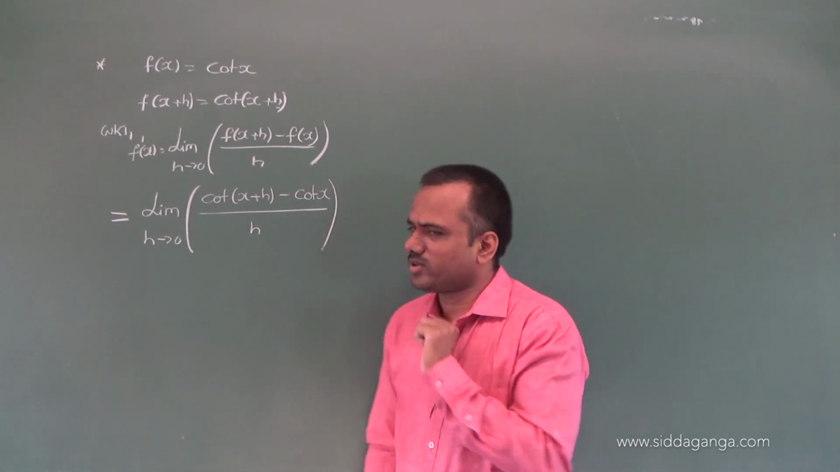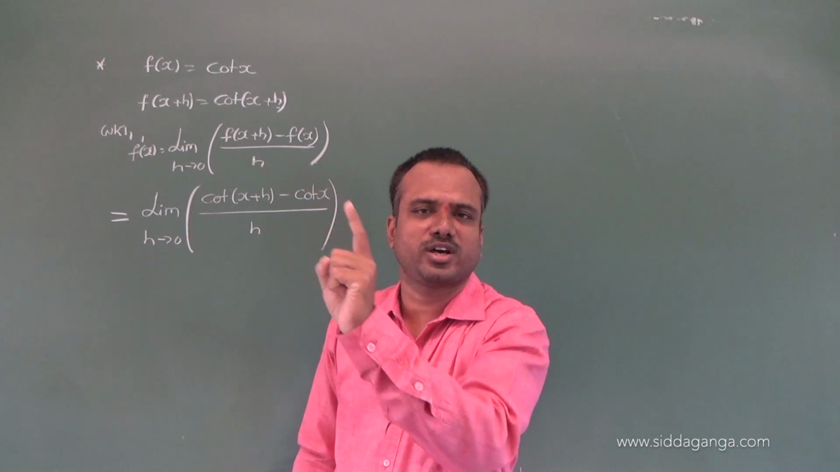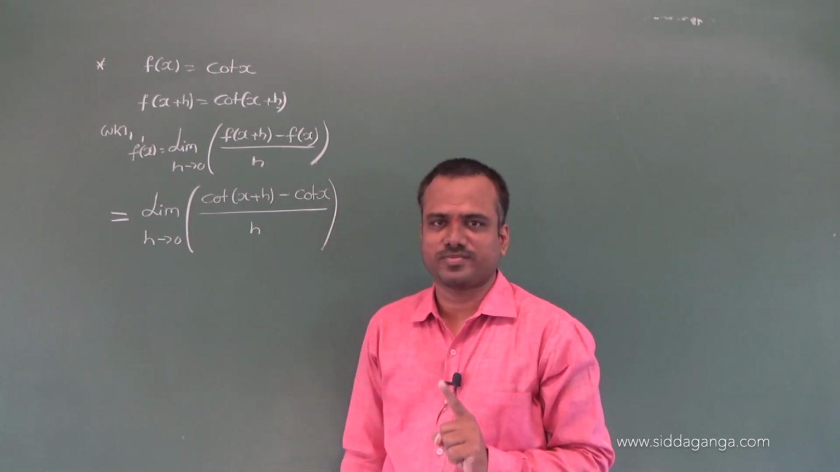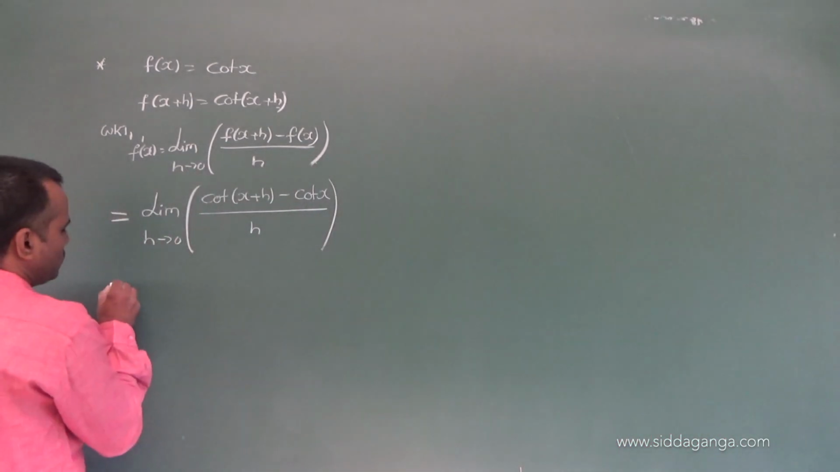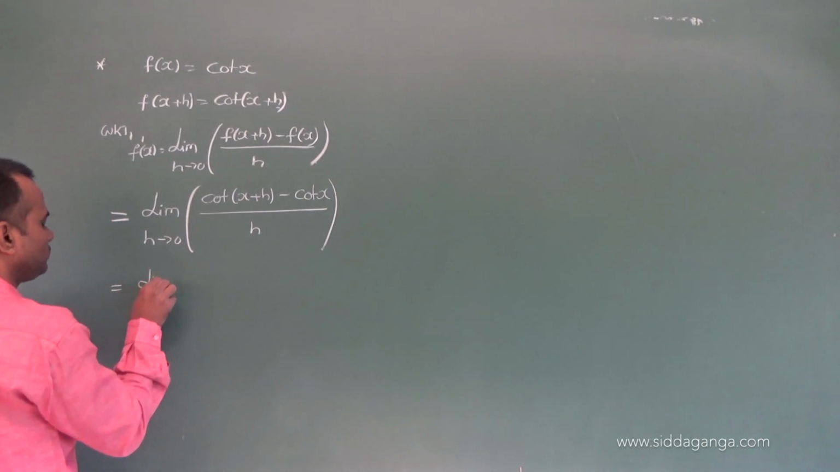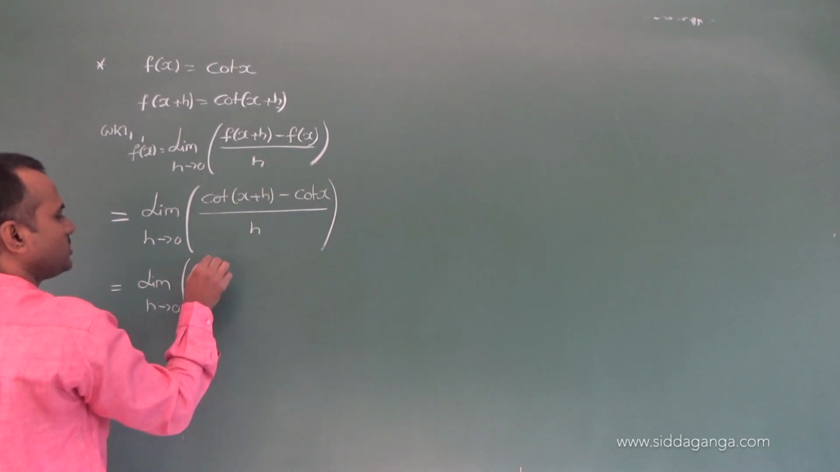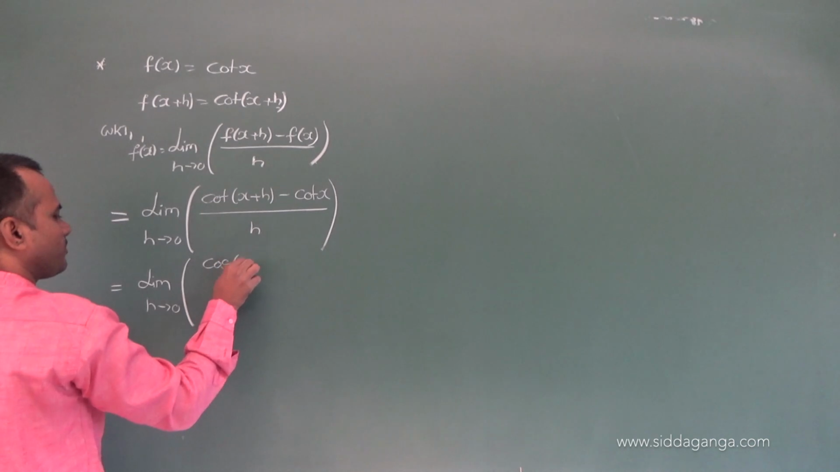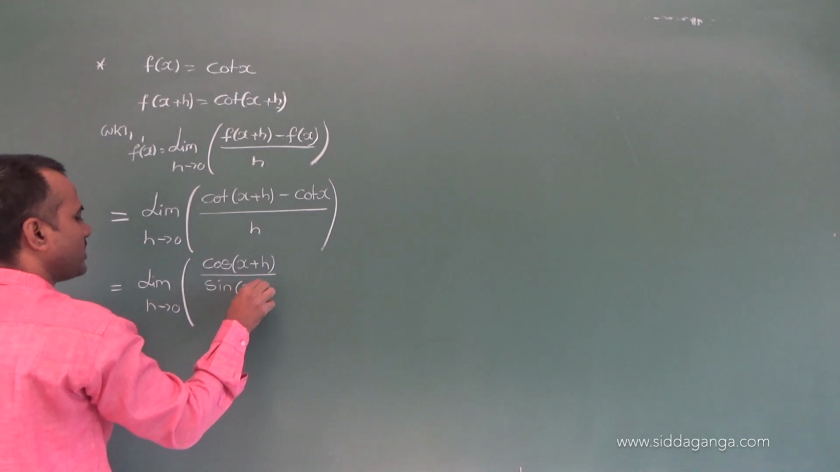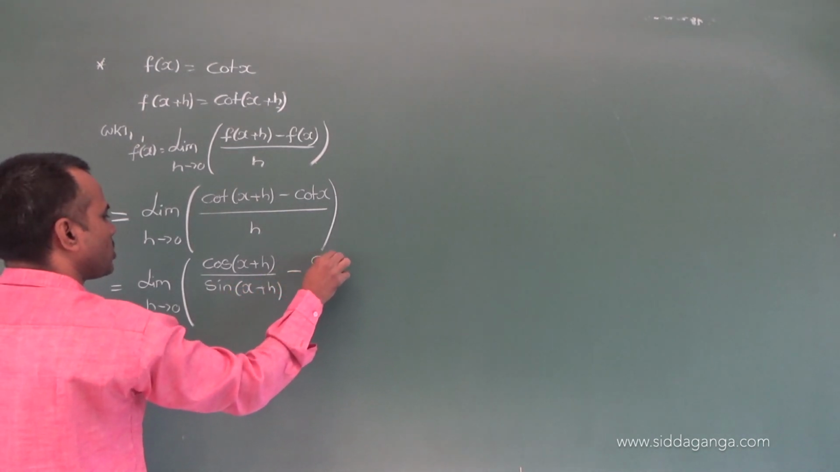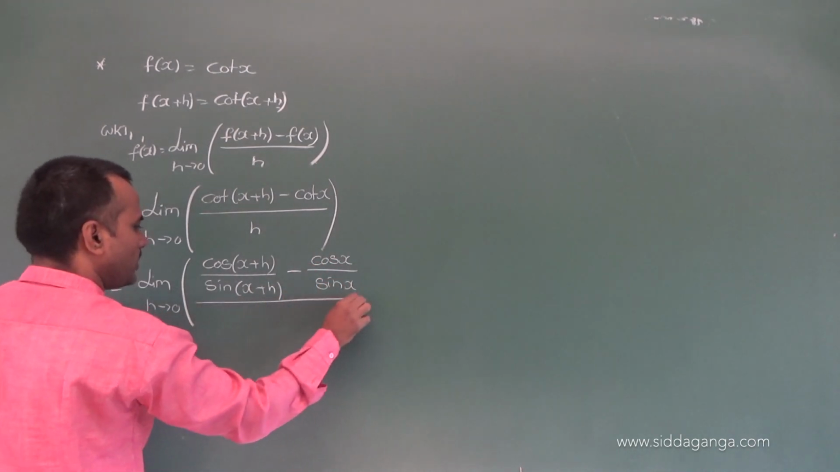What I do here, cot theta we write as cos theta by sin theta. Same procedure I applied here. So limit h tends to 0, cot of x plus h is cos of x plus h by sin of x plus h, minus cos x by sin x, whole divided by h.